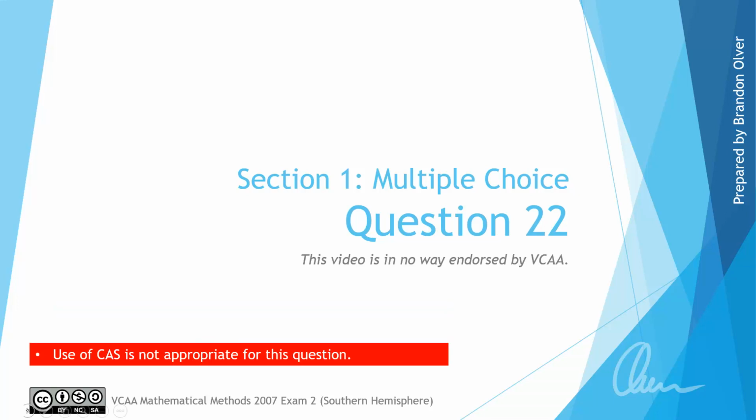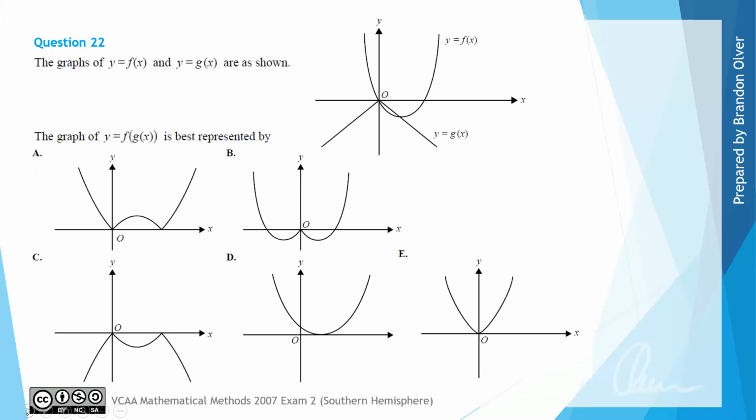Now before we move on to the problem, I'd just like to point out that the use of the CAS calculator is not really appropriate for this question. Instead it's something that you've got to reason through. The other thing that I'll point out, just looking at this graph, is that this question's a little bit more reminiscent of the old study design where this exam question comes from, because it's actually got an absolute or modulus value graph in there. However, we can still tackle this problem just using reason and logic.